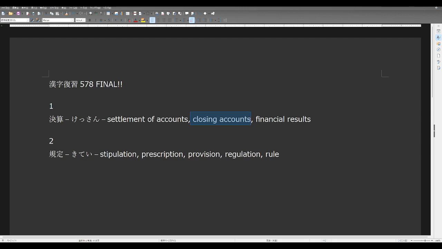Kesan desu. Kesan. The final determination of some calculations, a financial result, or a closing of accounts.